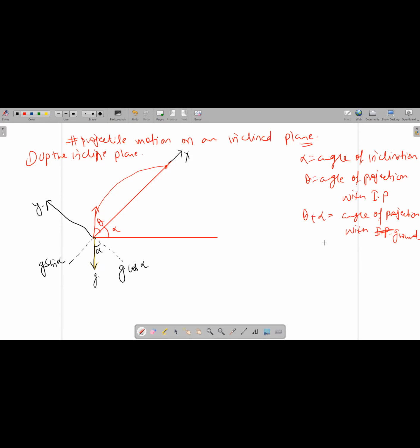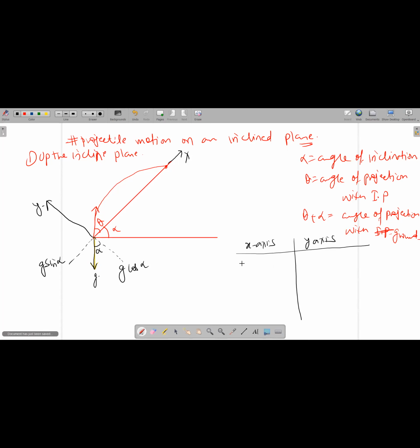Okay. And we know that we have to make the table. Initially, just for practice; once you get used to it, you can ignore that and directly solve the question. So we'll have two columns, along the x-axis and along the y-axis. Along the x-axis, we'll write all the components of initial velocity, final velocity, acceleration, etc.